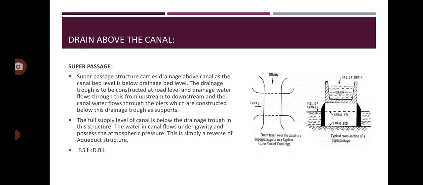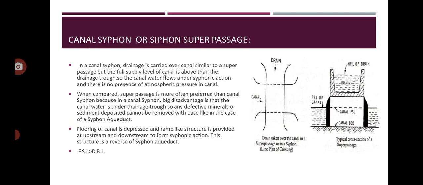In the last classification we saw that there is no atmospheric pressure in the canal water, but here atmospheric pressure plays a major role. The water flows under gravity, and it is simply the reverse of the aqueduct structure. Here the full supply level is less than the drainage bed level. In the image we can clearly see the canal below the drain.